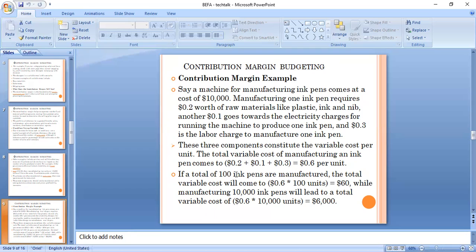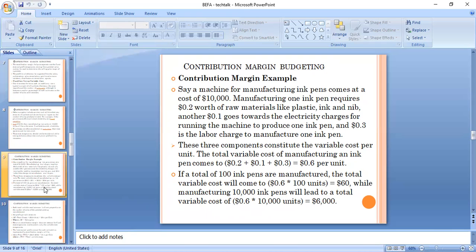If a total of 100 ink pens are manufactured, the total variable cost will come to $0.6 times 100 units, equal to $60, while manufacturing 10,000 ink pens will lead to a total variable cost of $0.6 times 10,000 units, equal to $6,000.